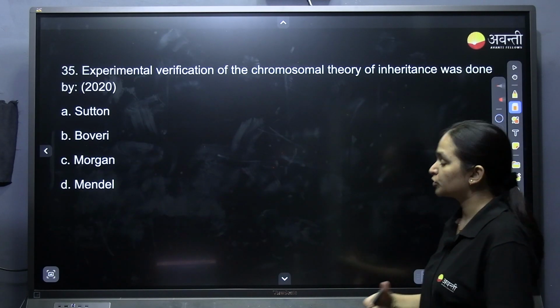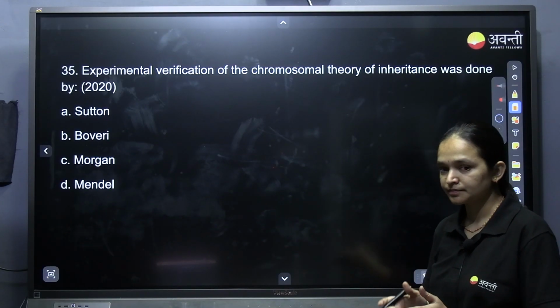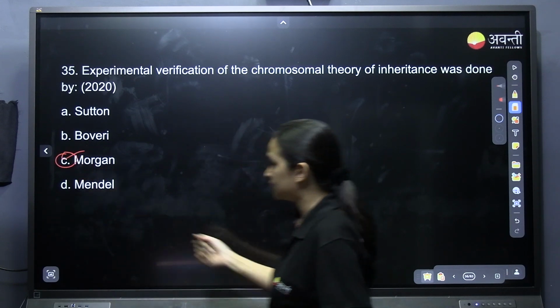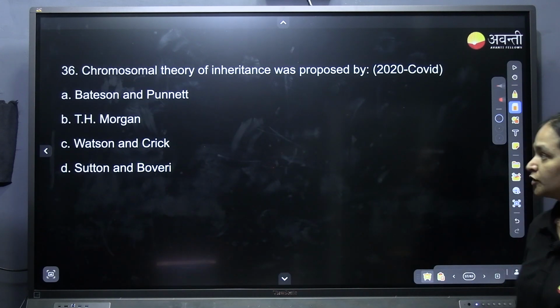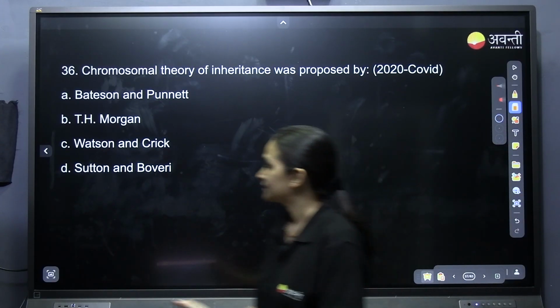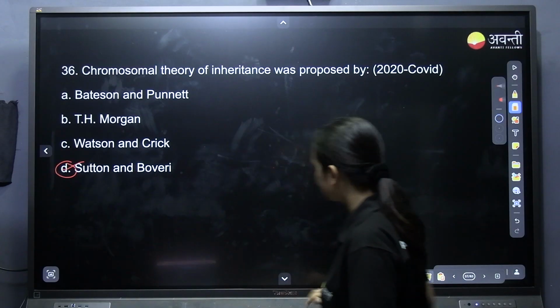Experimental verification of the chromosomal theory of inheritance was given by Morgan. T.H. Morgan. Easy. The chromosome theory of inheritance was originally proposed by Sutton and Boveri.